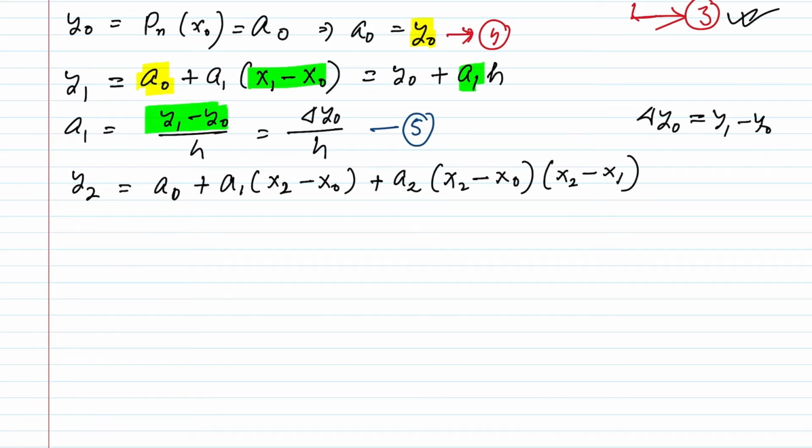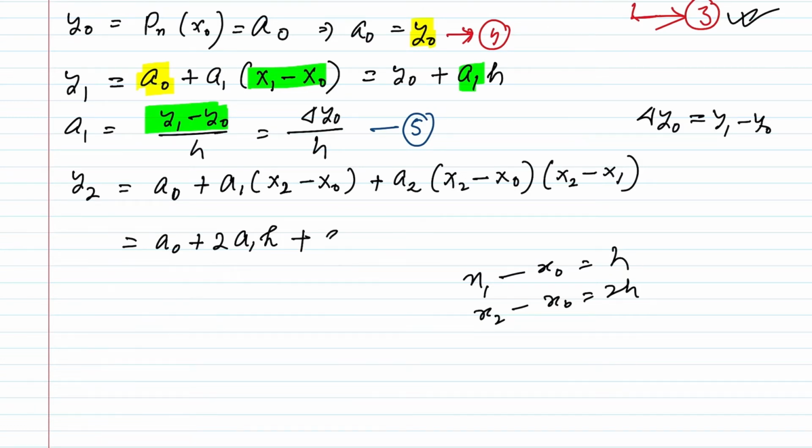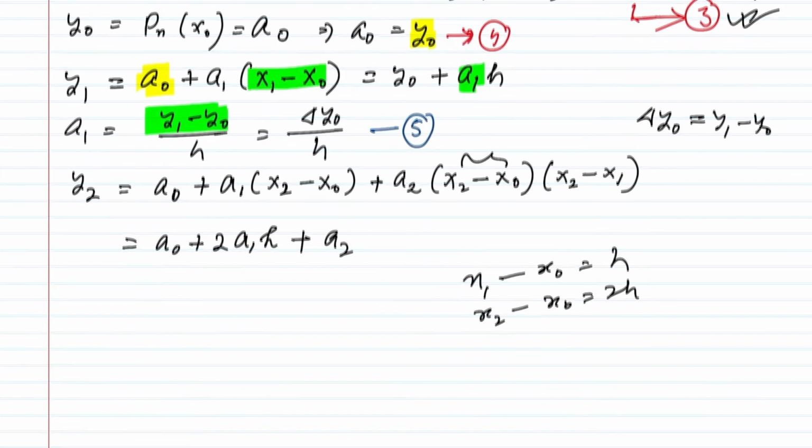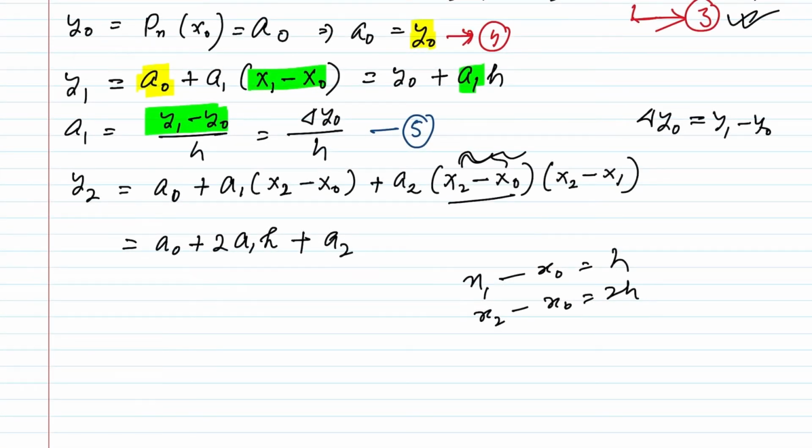Now here you see, from here what we can write. If x1 minus x naught is equal to h, then definitely x2 minus x naught must be twice h. So you can replace this by twice h. So what we will get: a naught plus 2 into a1 h, then plus a2. So this one will be replaced by twice h, and this one will be replaced by h.